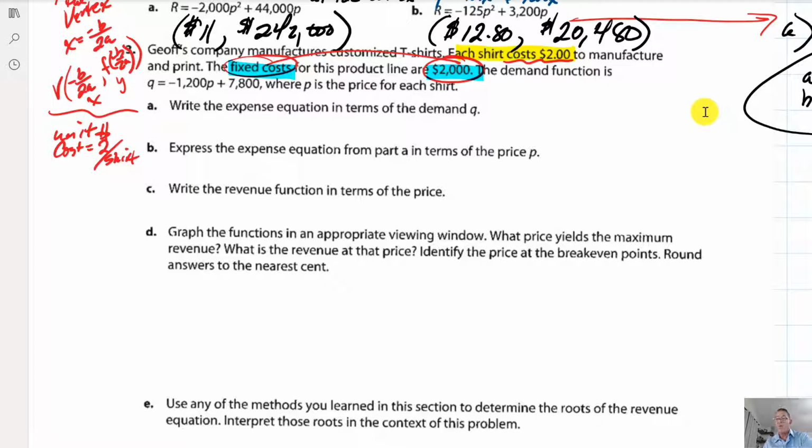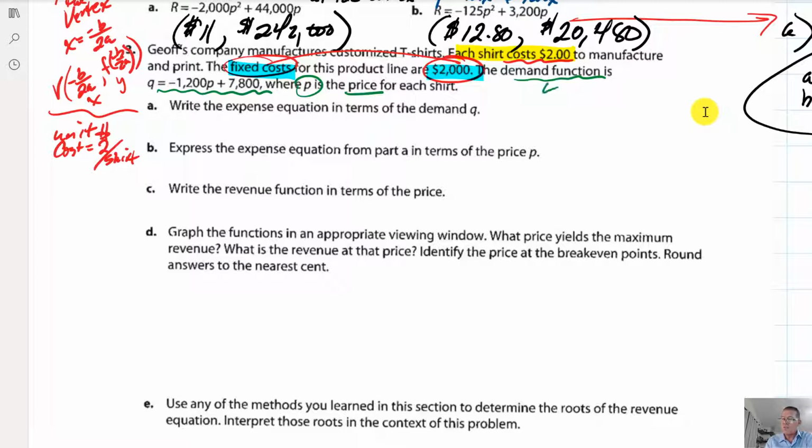Now they give you the demand function right here. So the quantity demanded is in terms of the price. It says it's equal to negative 1200p plus 7800, where p is the price of the shirt. That's called the demand function. That's a key thing that we were talking about in our previous lesson. It has a negative slope because as the price increases over time, the quantity demanded by the public is going to go down, and that refers to a negative slope. So these demand functions always have negative slopes, and they are always linear, as I was talking about earlier.